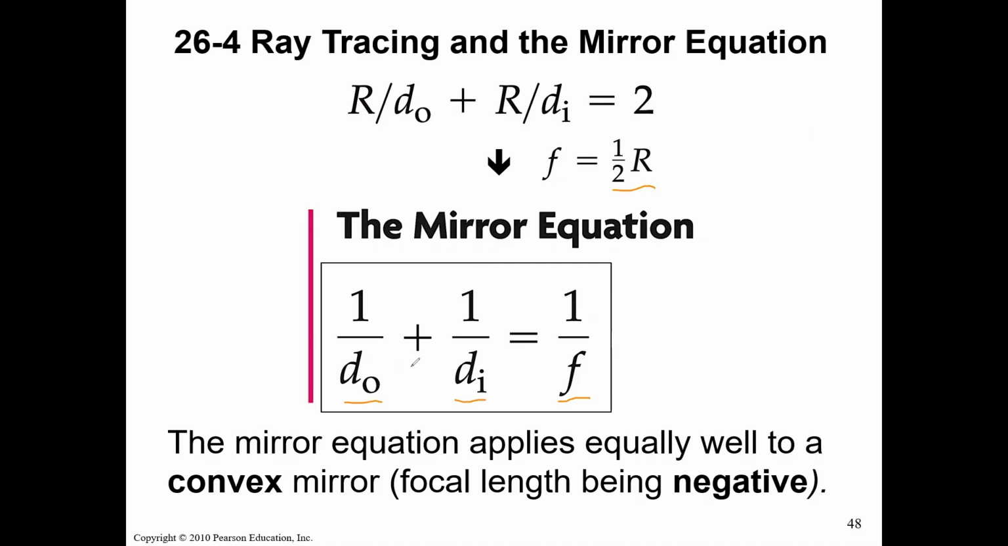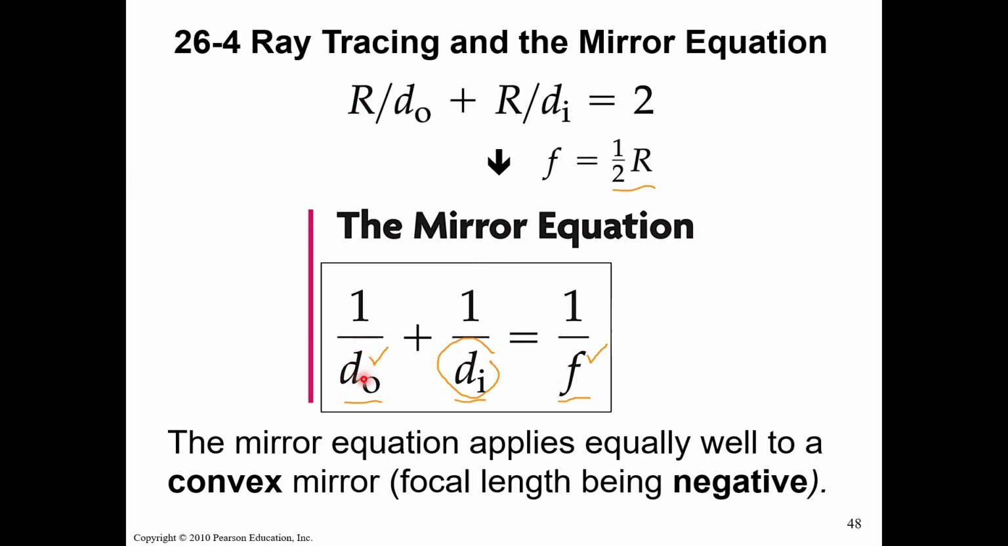So in here, usually we know where we put our object. So we know DO, we know the mirror we're using, so we know focal length F, and from the equation we can solve DI. Okay, so we derived this mirror equation with respect to the concave mirror, and it is actually a very general equation if we get all the signs correct.